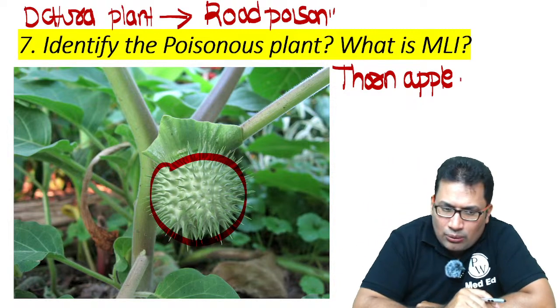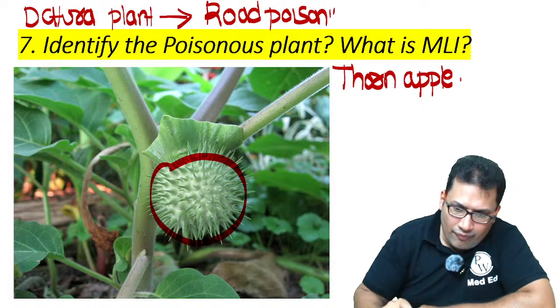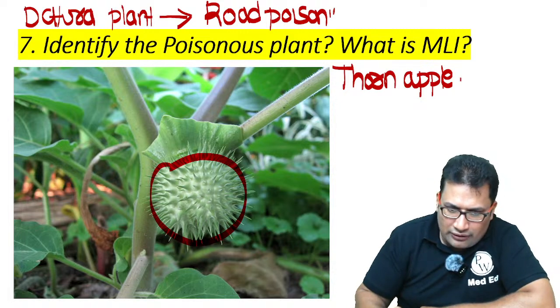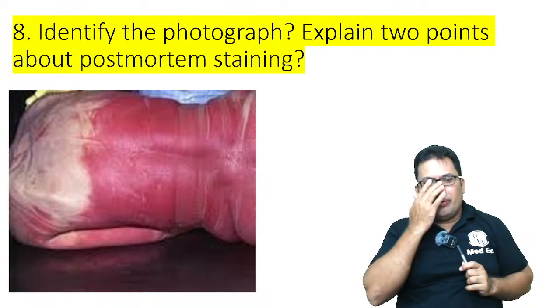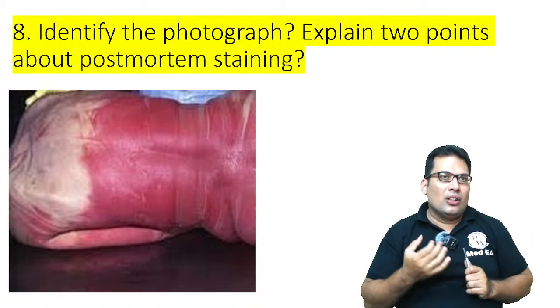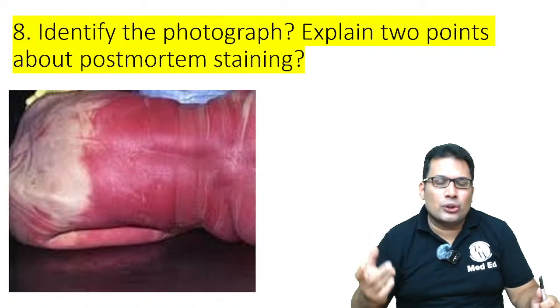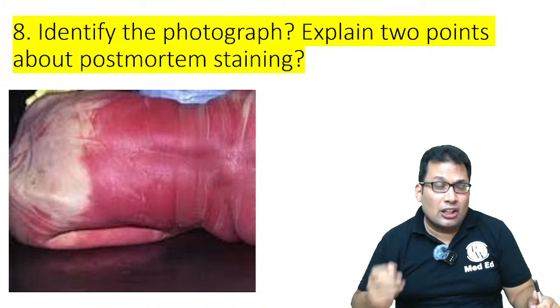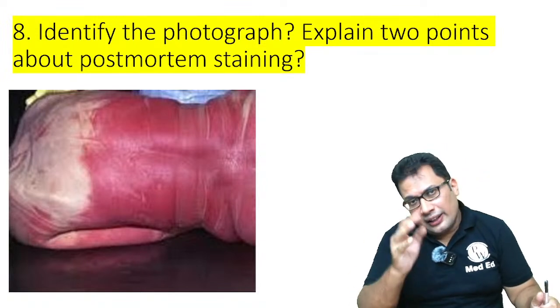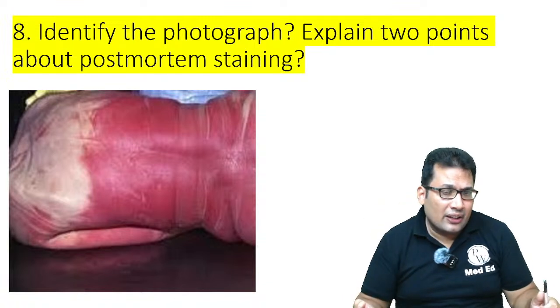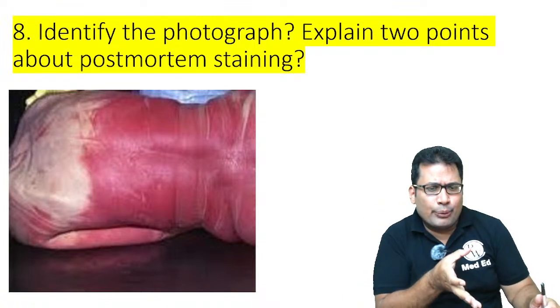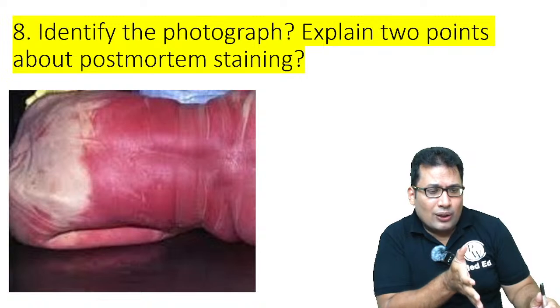So this is about question number 7: datura plant, road poison. Fine. Now the photograph. There will be one photograph, probably of rigor mortis, postmortem staining, decomposition, mummification, adipocere formation, or algor mortis instrument, or eye findings, Kevorkian sign. This is one typical example which we give in our college.